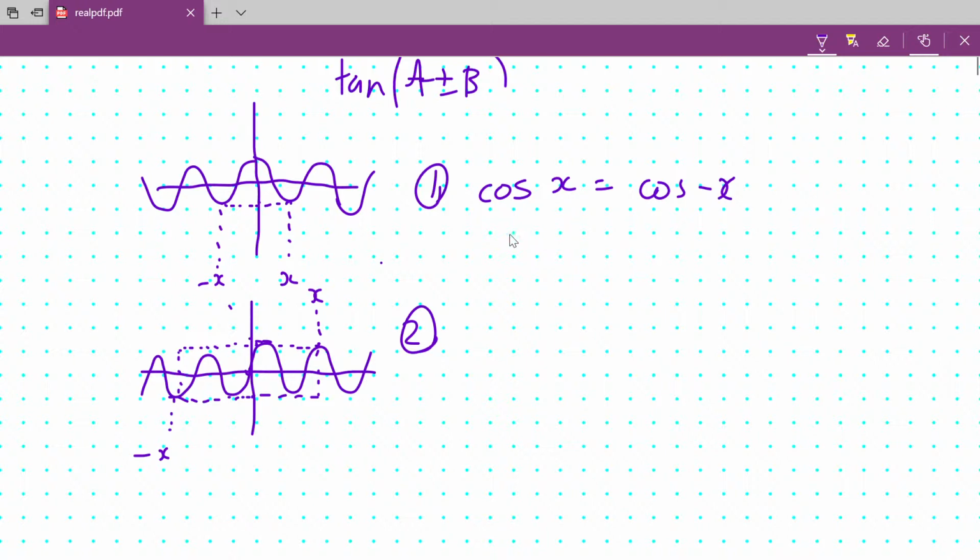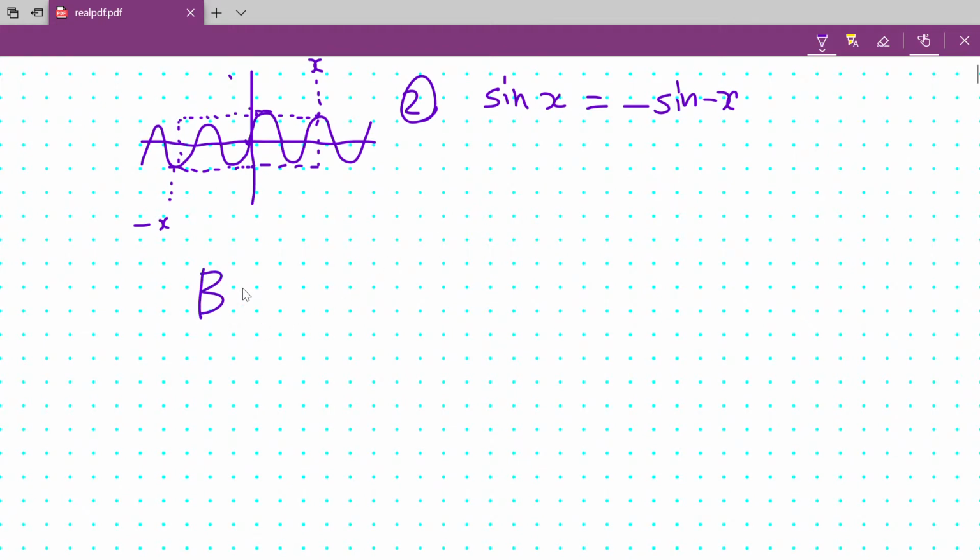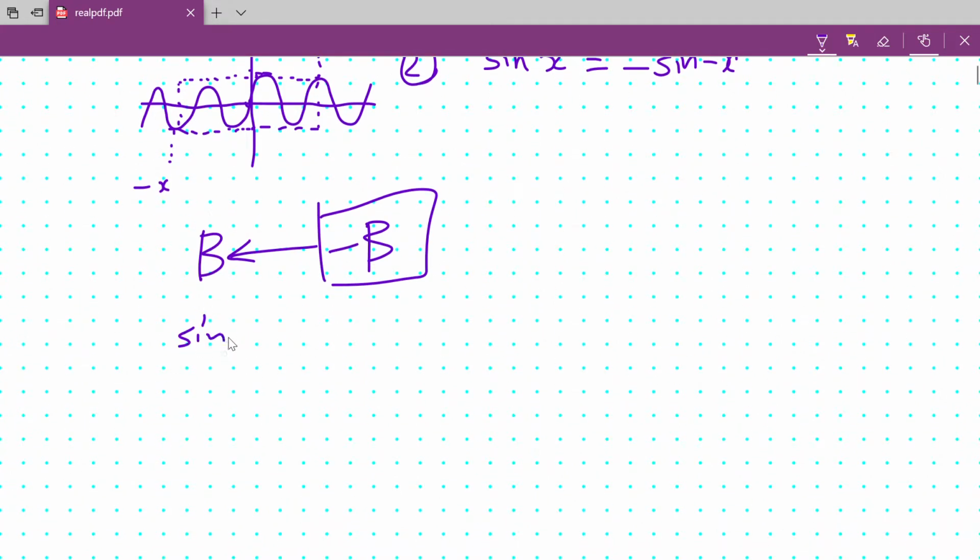So we know that cosine x is equal to cosine minus x. So when we're substituting in our minus b's, we can just say that they're cosine b. And then we have sine x is equal to negative sine negative x. You can try this for yourself if you want. If you have sine of negative 30 degrees, you get negative a half. And the negative of that is positive a half, which is sine of positive 30 degrees. And this relationship holds true for all x. So I'm going to start by substituting minus b into b in order to find sine a minus b.